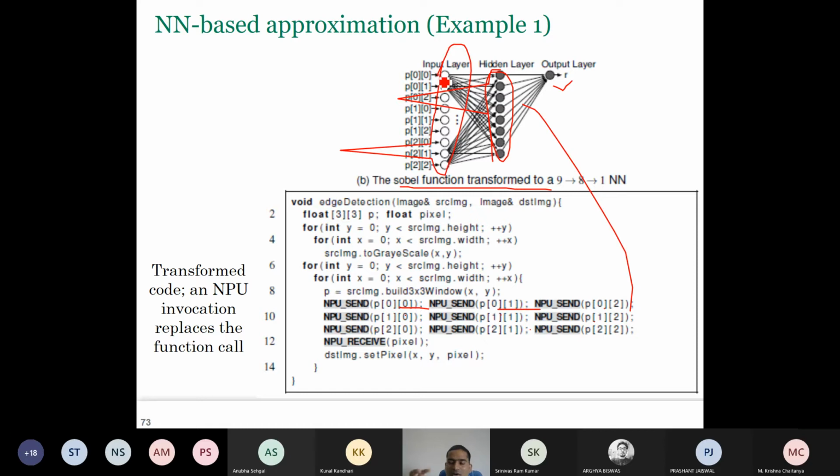Now, it is not like a full-blown CNN. It is a very simple computation, just multiplication and addition, which we know is a multi-layer perceptron. So instead of doing this computation in the normal way, we are calling a neural network, and that neural network is implemented on an MPU. Whatever answer comes, this R, will be received here. That will be the answer pixel. This is the idea of neural network-based approximation.